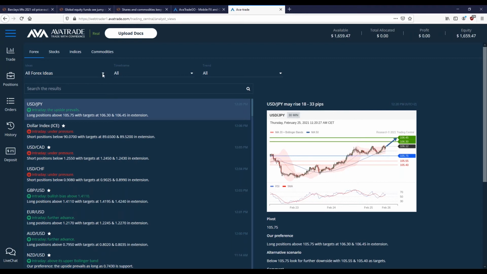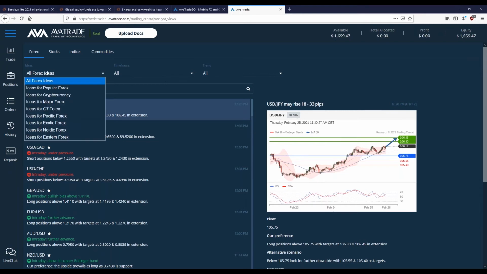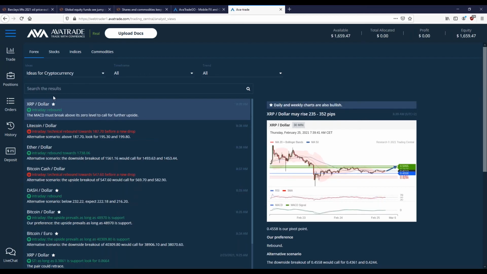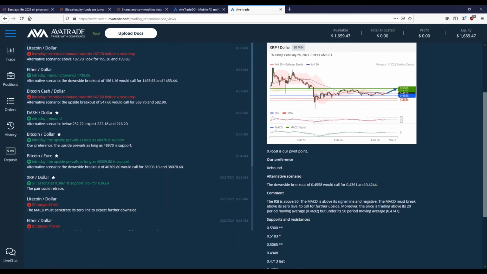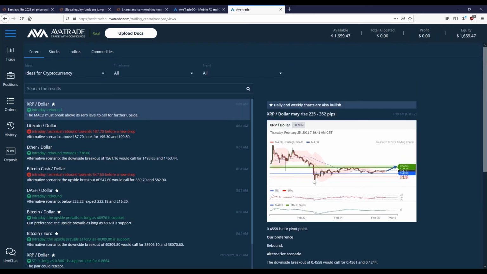We can switch between categories of what you would like to see information on in terms of signals. So we could go to ideas for cryptocurrency. There we are. There's Ripple as the most recent signal that came through. We see the technical analysis breakdown. It gives you the expected breakout move. It tells you entry prices, exit prices, support levels, resistance levels, what indicators were looked at. In this case, it's the RSI, the MACD. Everything is broken down for you here with the technical analysis. So if you're more of a technical trader, this could be right up your alley to save you some time.